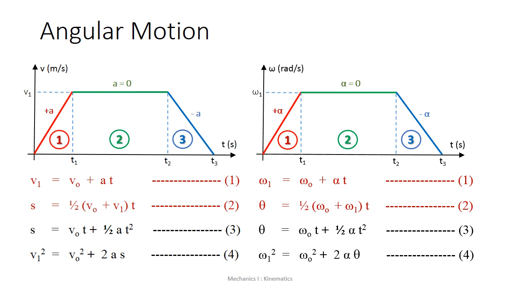The velocity is now represented by omega. The displacement is now represented by theta. The acceleration is now represented by alpha. Hence, in theory, you are learning nothing new. It's just a substitution of the different symbols for the quantities.